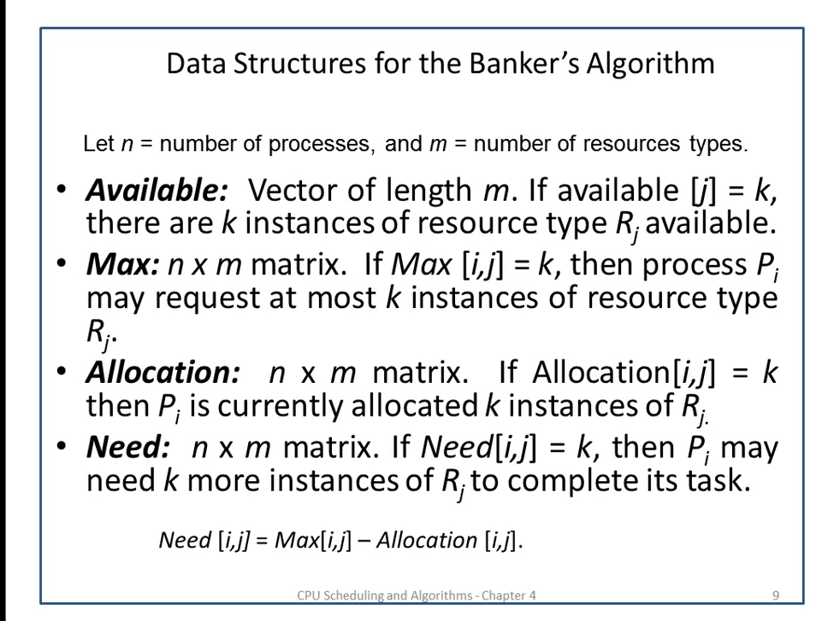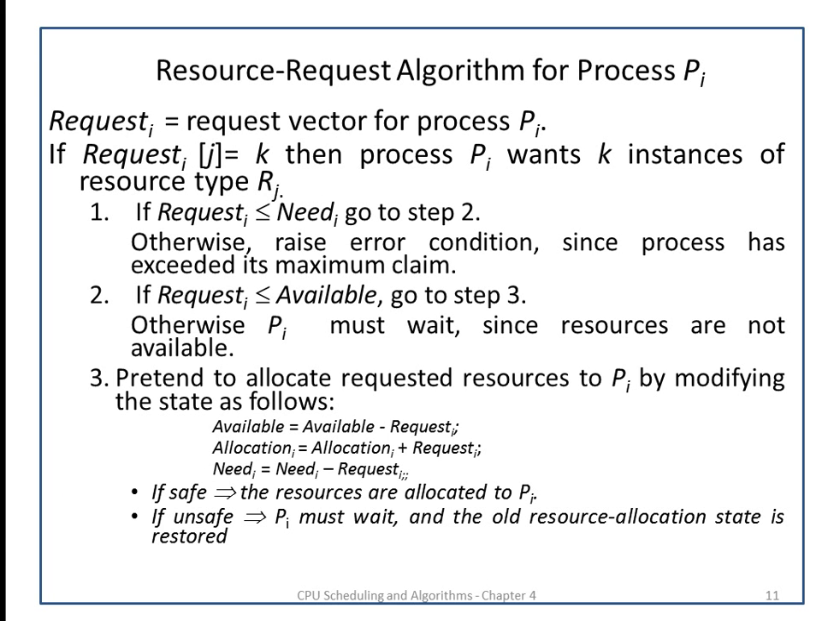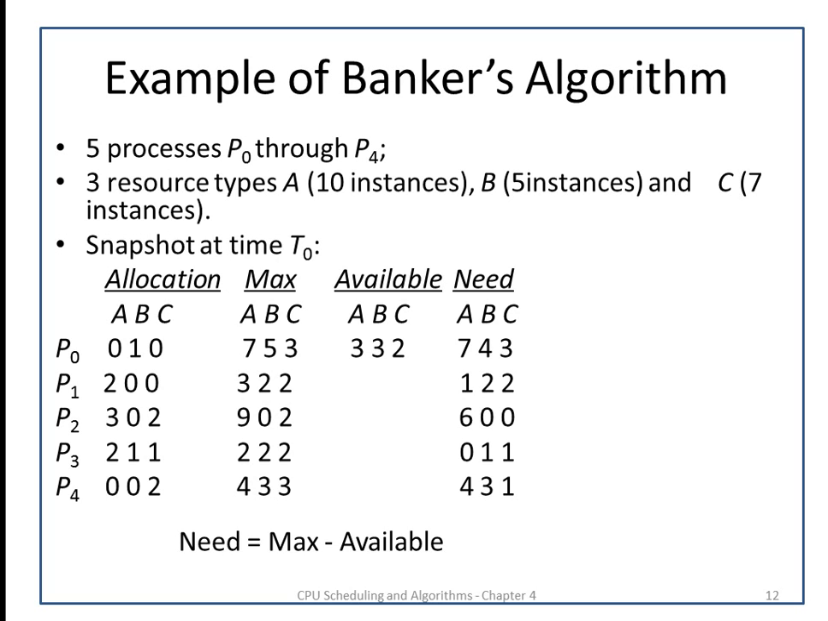We can find Need with the formula: Need is equal to Max minus Allocation. This is the safety algorithm. This algorithm confirms that allocating a particular resource to a particular process keeps the system in a safe state. We will see this algorithm and the resource request algorithm after seeing the example. So first we will see an example of the Banker's algorithm.